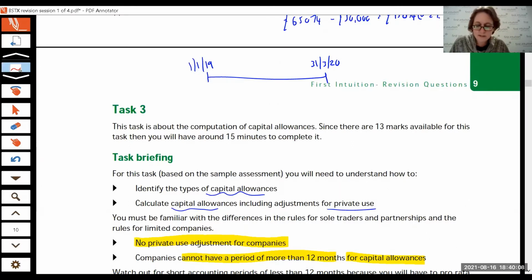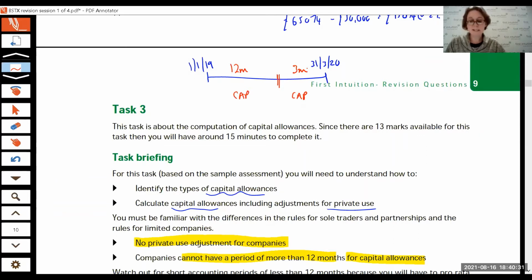I'm going to split this into 2 periods. If a company has a period of more than 12 months, we have to split it into 2. We call those chargeable accounting periods, or CAPs. We start with a 12-month one, and then we have the remainder.